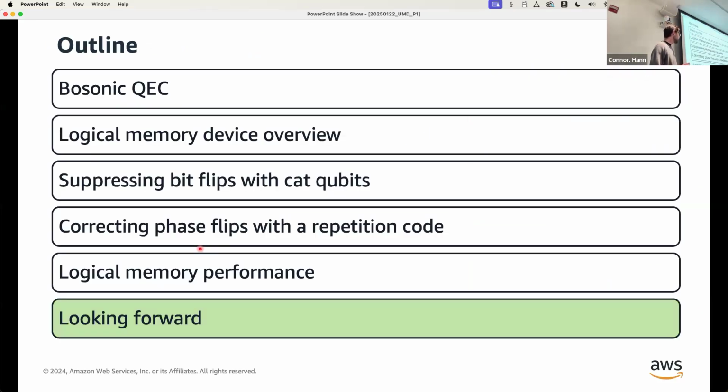Okay, so that covers the performance of the logical memory experiment. Let me maybe pause here and ask if there are any questions on that before moving on and starting to wrap up.